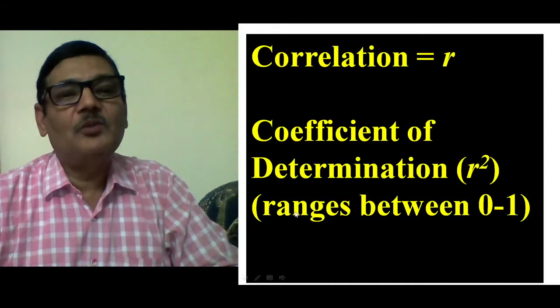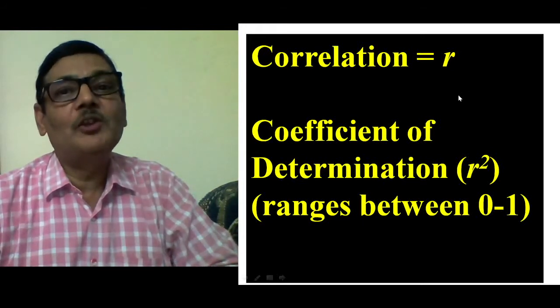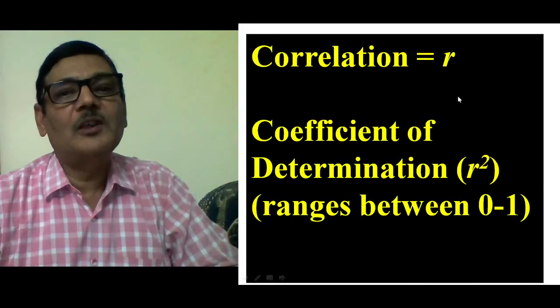And this value ranges between 0 to 1. It will always be in plus sign, because even if there is negative correlation, suppose that value is minus 0.5, then when we square it to get the coefficient of determination, it will come 0.25.